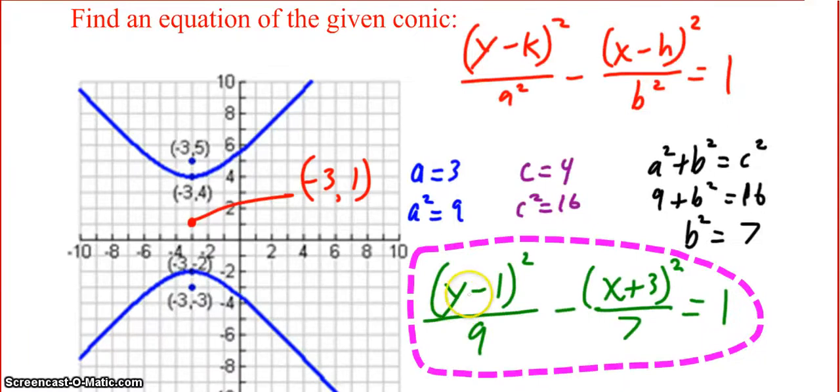Alright, so your answer here should be y minus 1 quantity squared over 9 minus x plus 3 quantity squared over 7 equals 1. How do we come up with that?